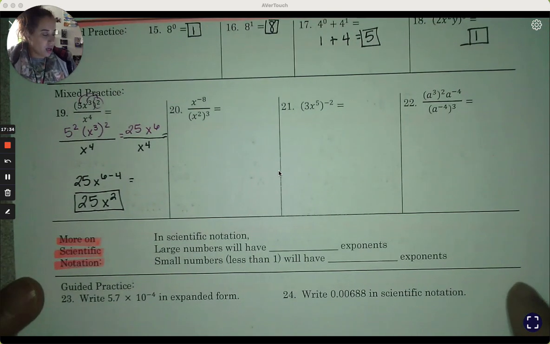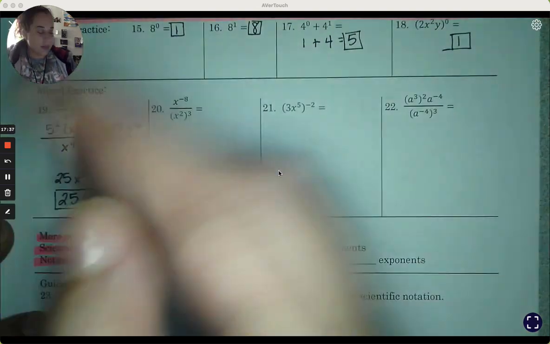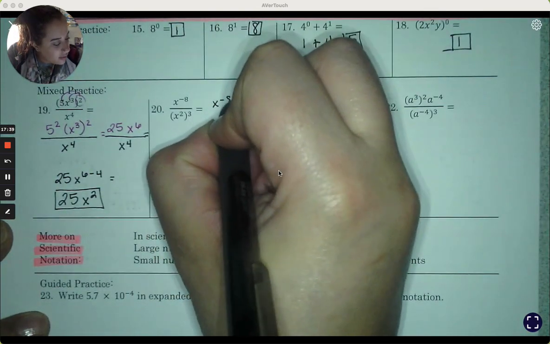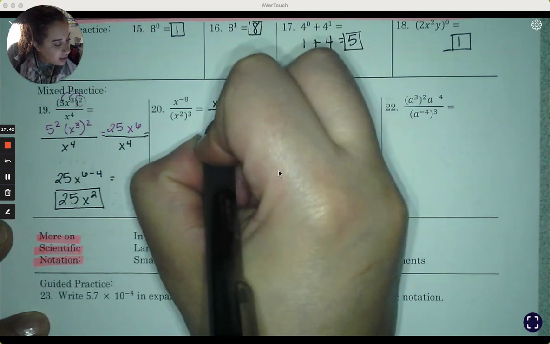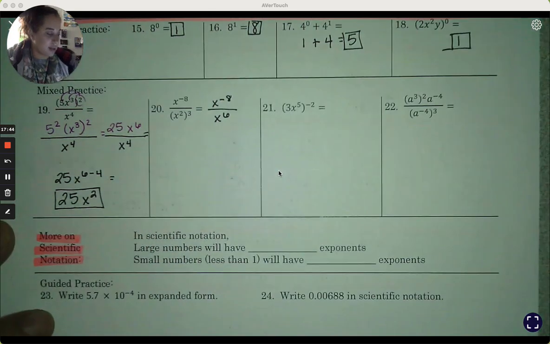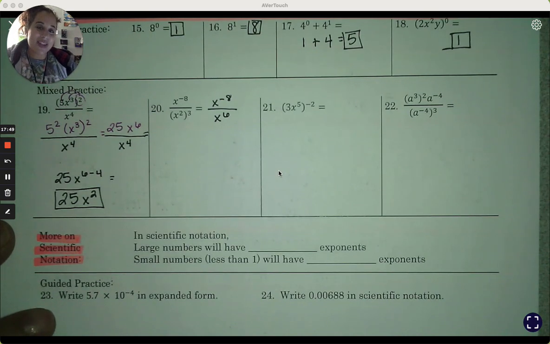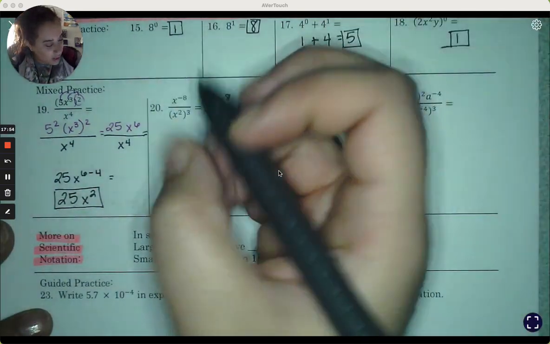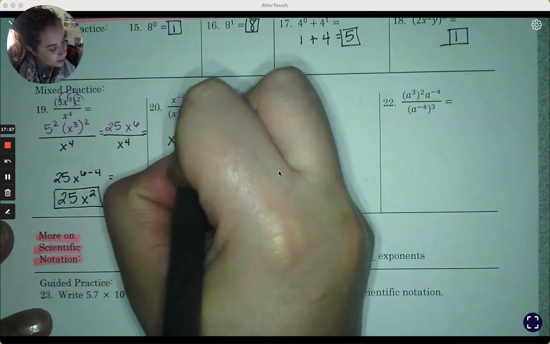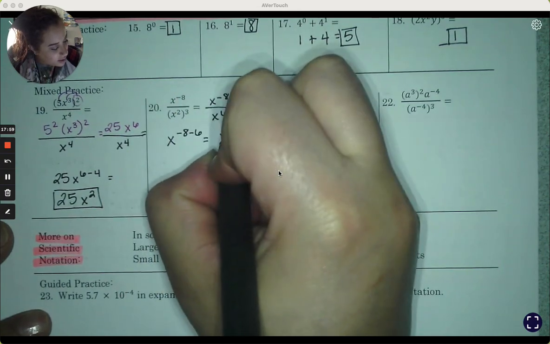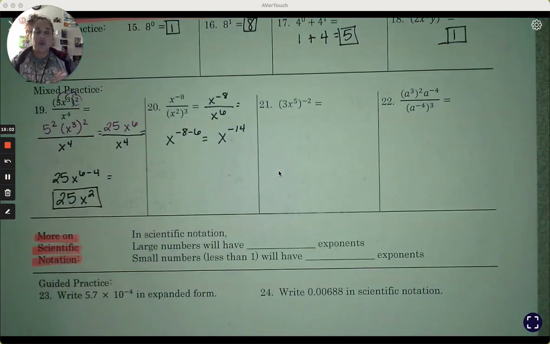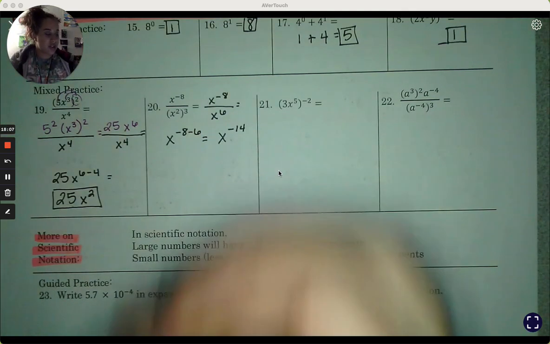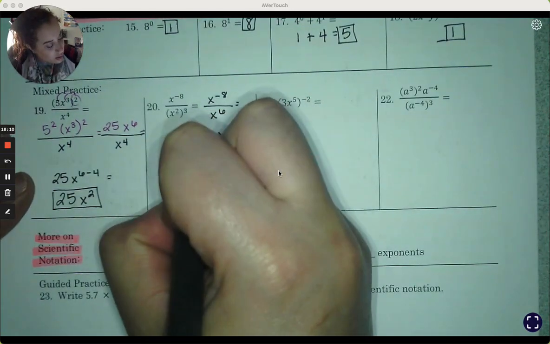Okay. First thing I'm going to do with number 20 is simplify the bottom. So we have x to the negative 8 divided by x to the 6. From here, there's a couple of different ways we could do it, but because I see a division, we're going to take x to the negative 8 minus 6, which gives me x to the negative 14. We have a negative exponent. Whenever we have a negative exponent, it goes to the denominator. So 1 over x to the 14th.